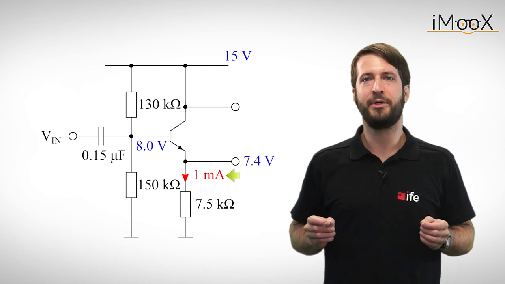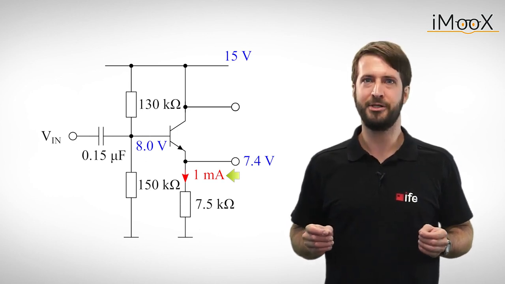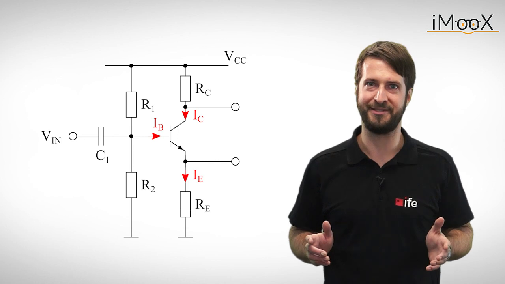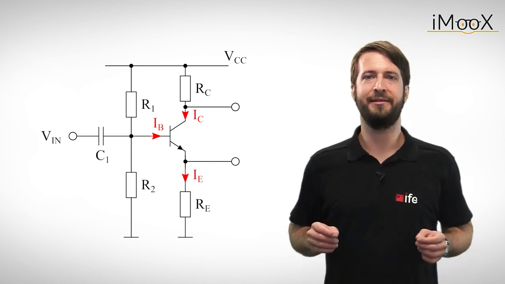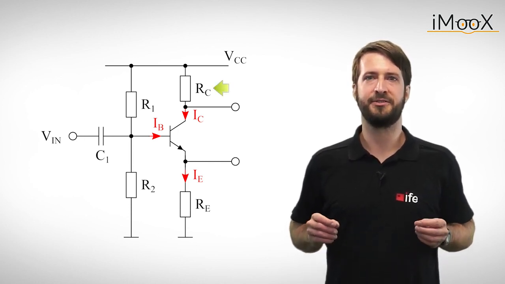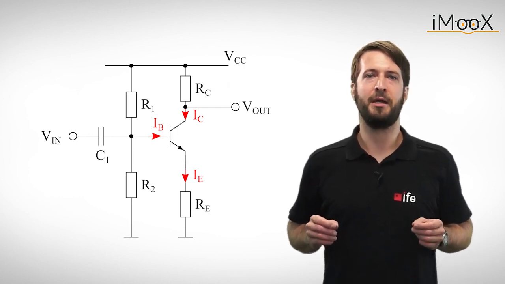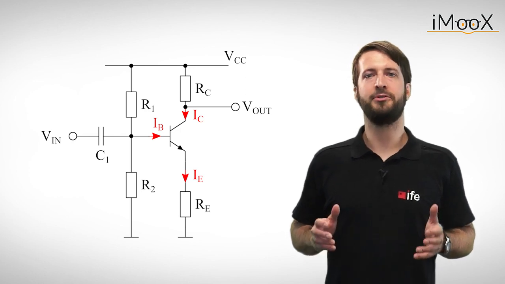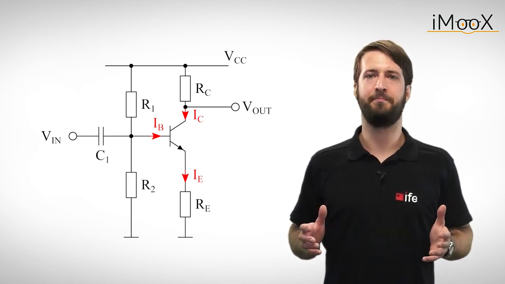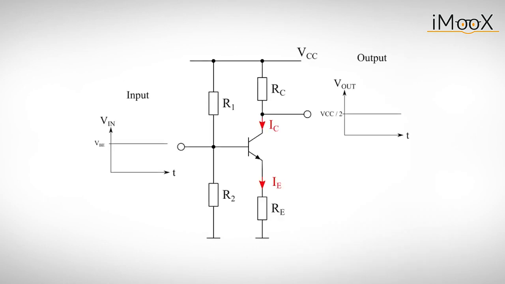And what's the easiest way to transform a current into a voltage? Yes, we need a resistor. If we simply add a resistor at the collector of the transistor and move the output to the collector, we can build ourselves a basic voltage amplifier, which is also called the common emitter amplifier. Now let's assume that we have already biased the input so that the output voltage is half of the supply voltage. This should guarantee the largest possible output swing for a small AC signal at the input.